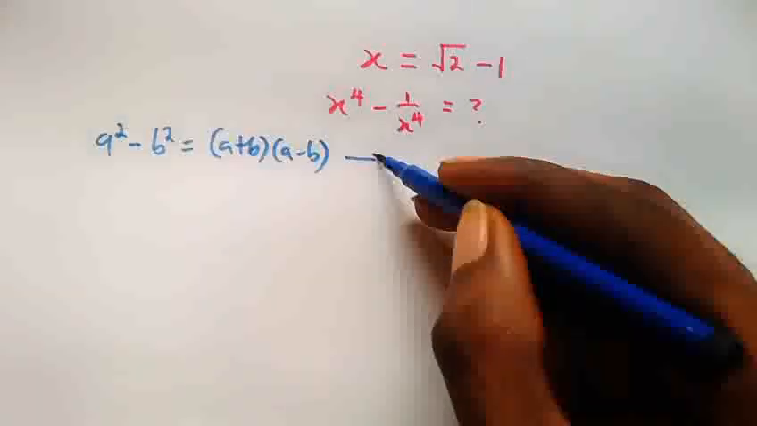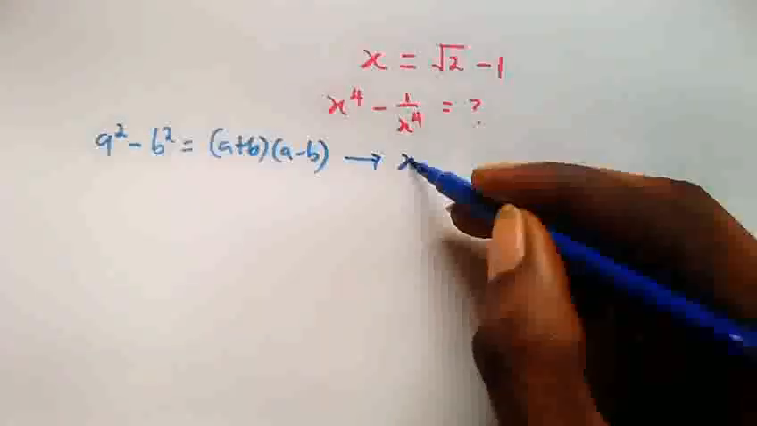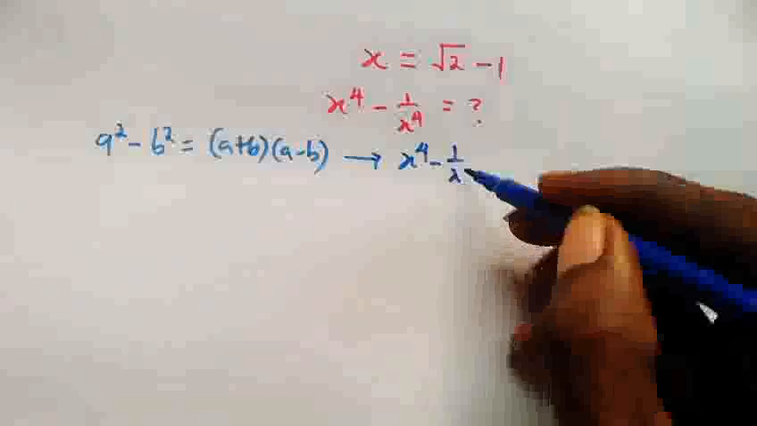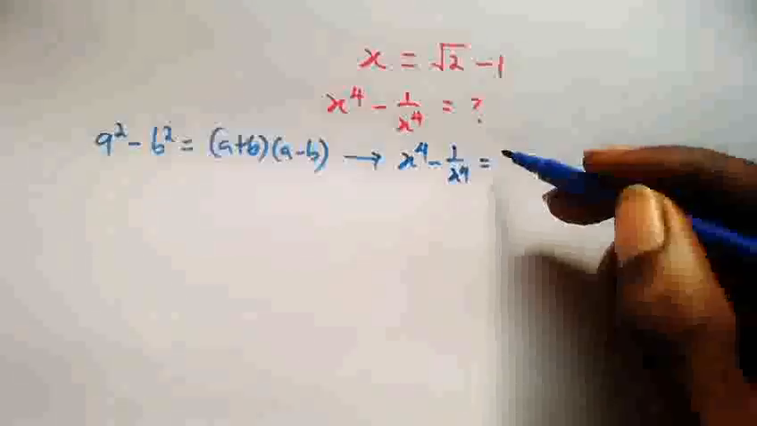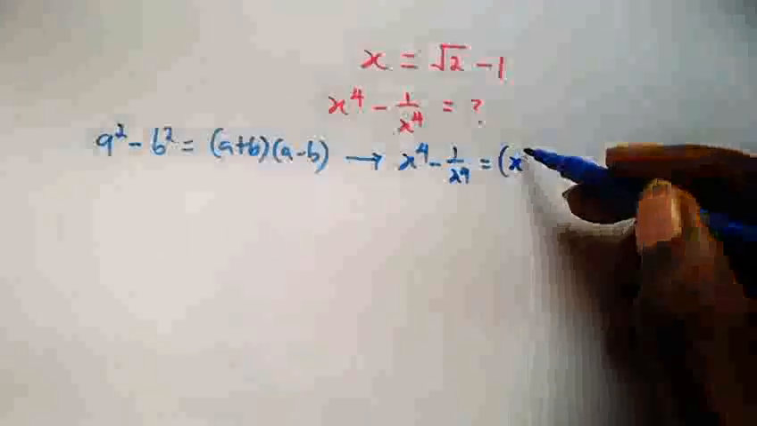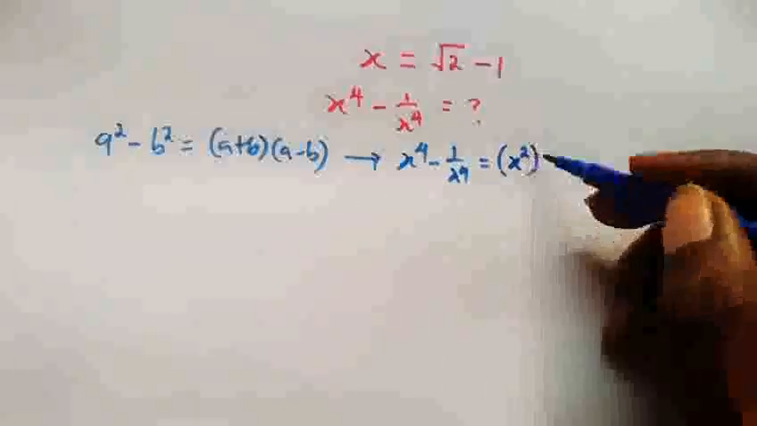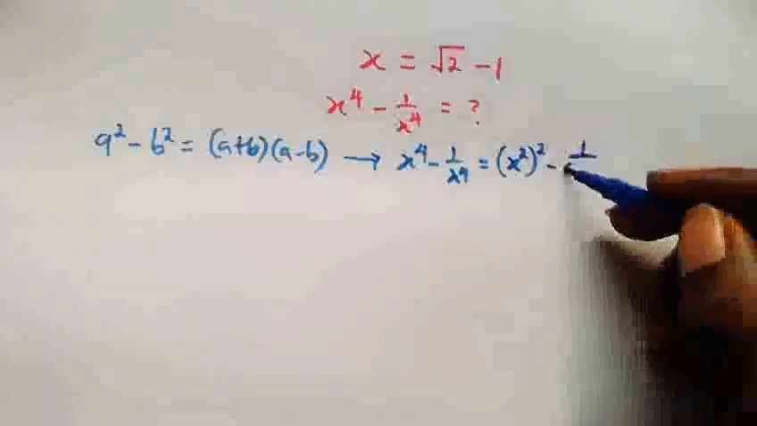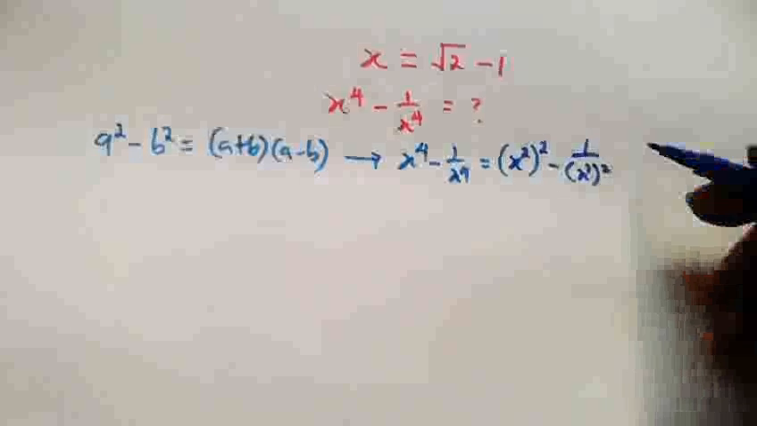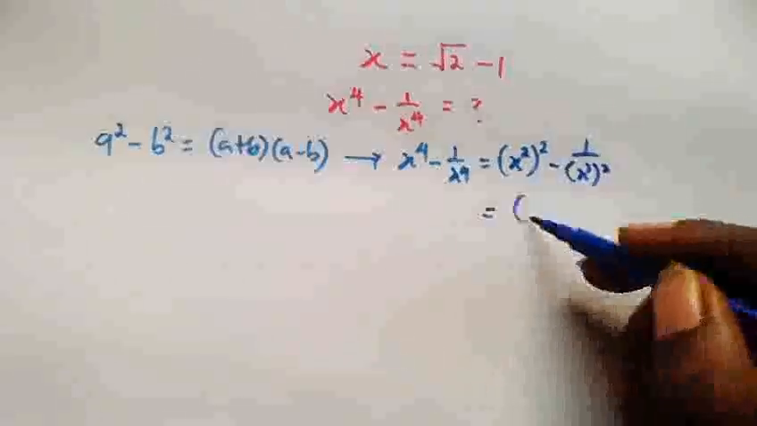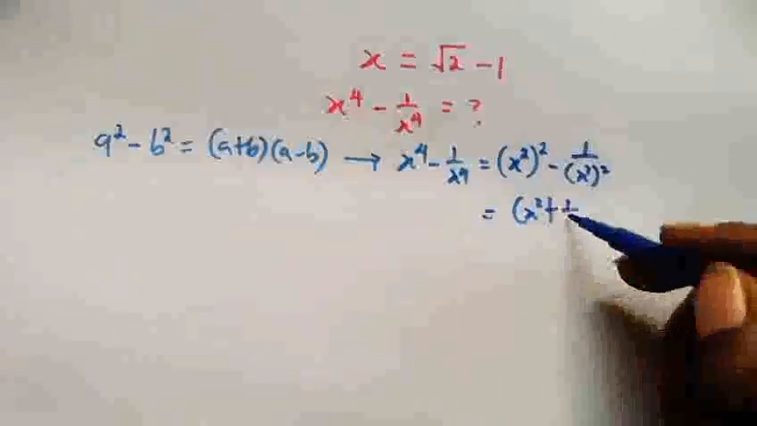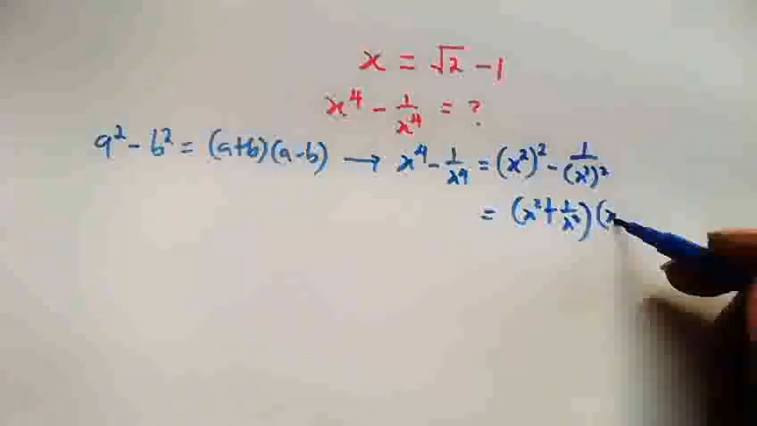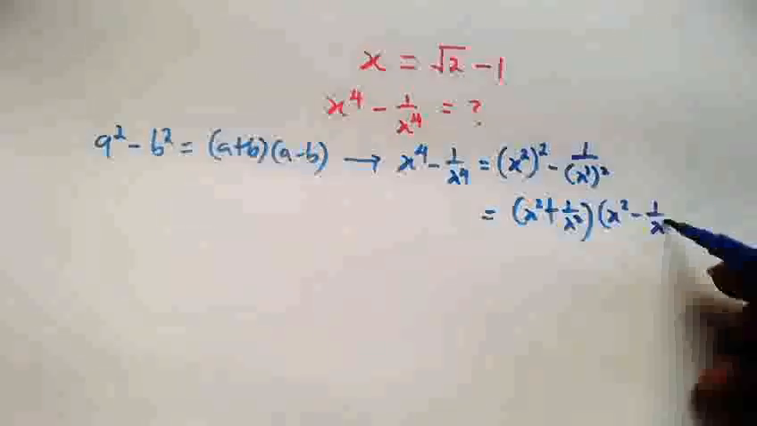Now the expression we are about to evaluate, x raised to power 4 minus 1 over x raised to power 4, using the laws of algebra, is x squared raised to power 2 minus 1 all over x squared raised to power 2. This is the same as x raised to power 2 plus 1 all over x raised to power 2 times x raised to power 2 minus 1 all over x raised to power 2.